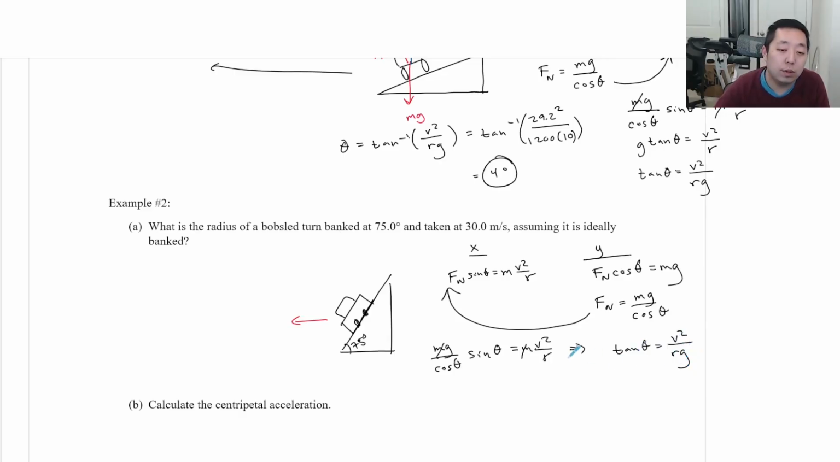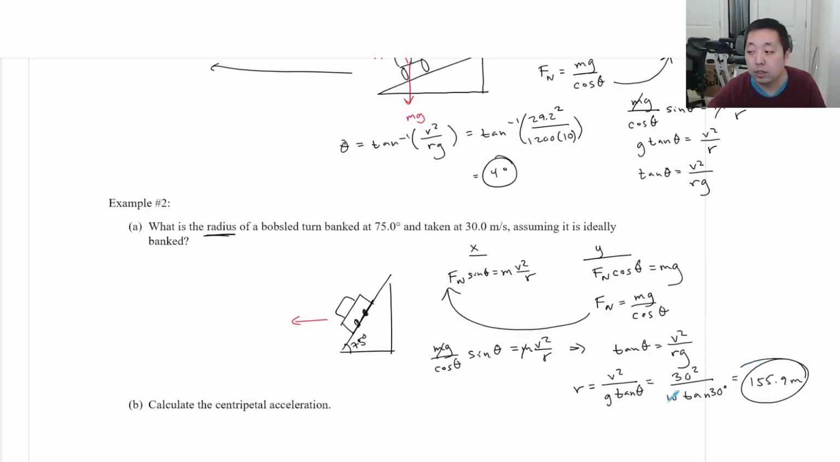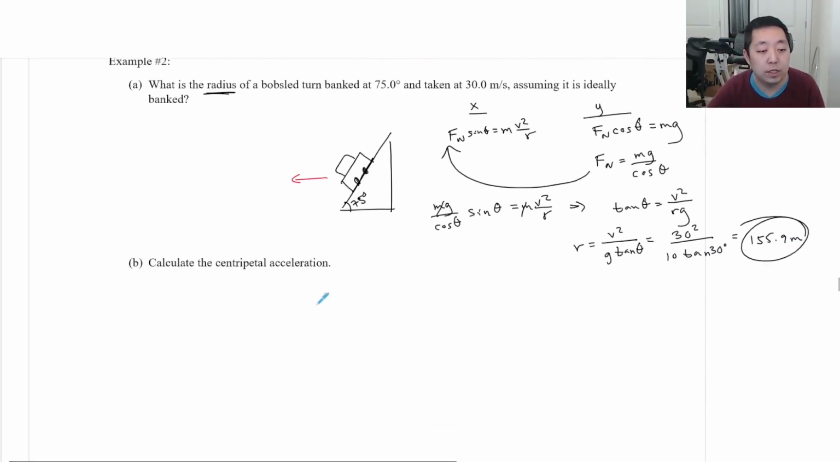Now, what do we want to solve for? In this case, I want to find the radius. So I'm trying to solve for r. So r would be v squared over g tangent theta, if you just rearrange this equation for r. So this is 30 squared over g, which is 10, and then tangent of 30 degrees. I get 900 divided by 10, divided by tangent of 30. I get 155.9 meters.